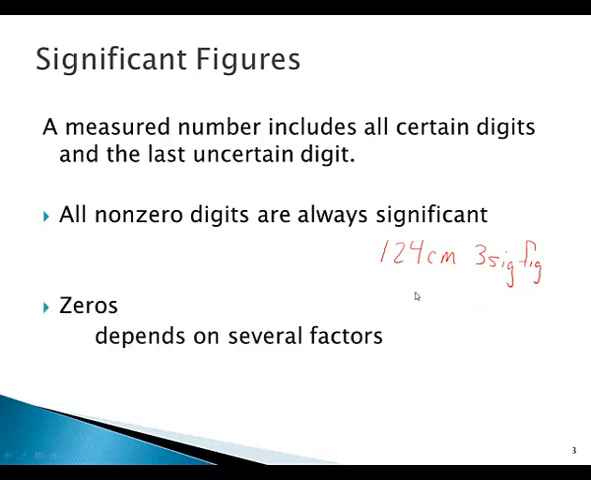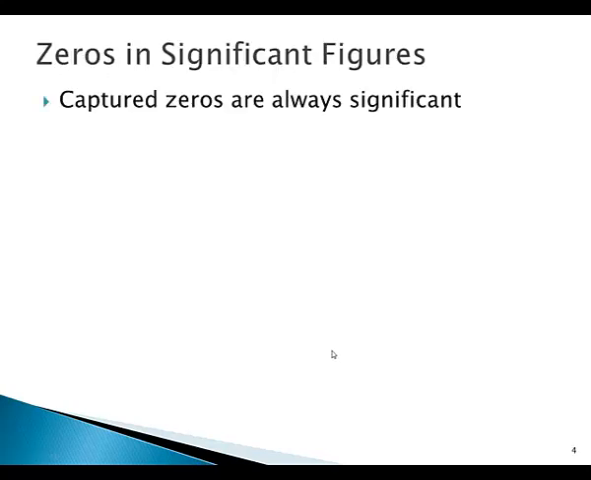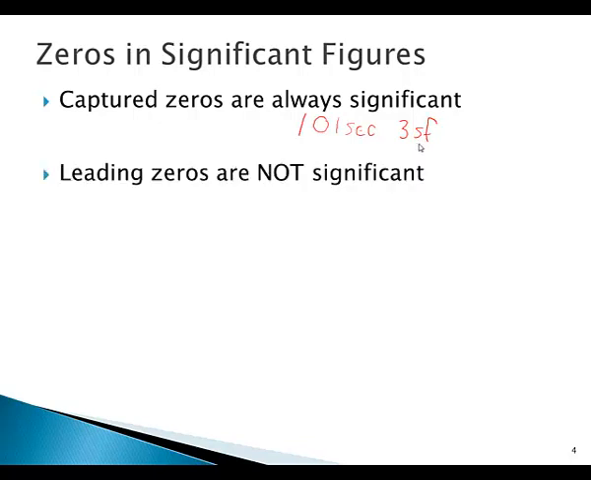As we go on, some measurements have zeros in them, and these depend on several factors. If the zero is what we call captured, for example a measurement of 101 seconds, that zero is between 2 non-zero numbers. So this measurement has 3 sig figs in it. That's a captured zero.